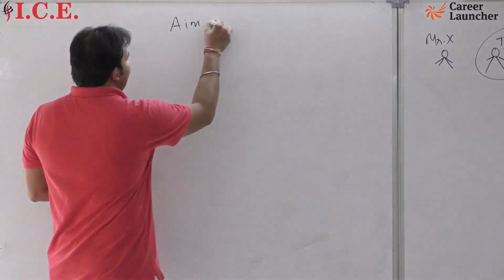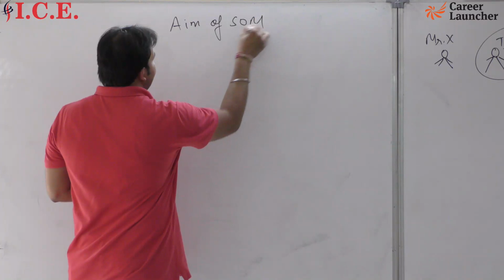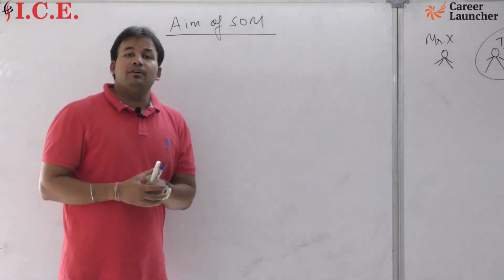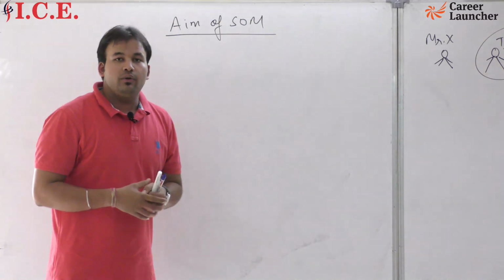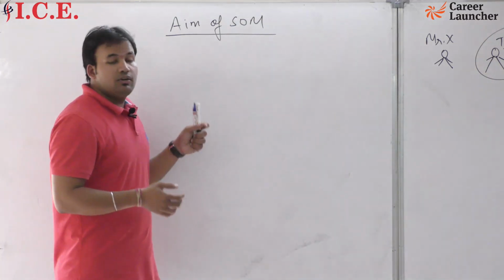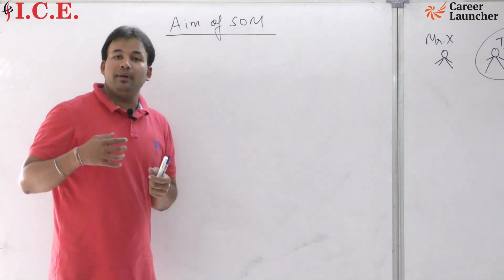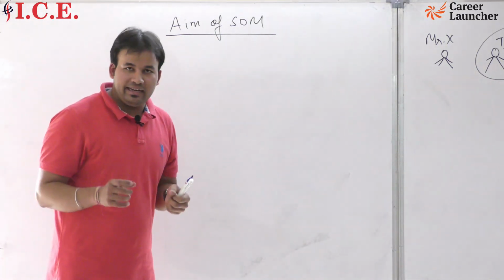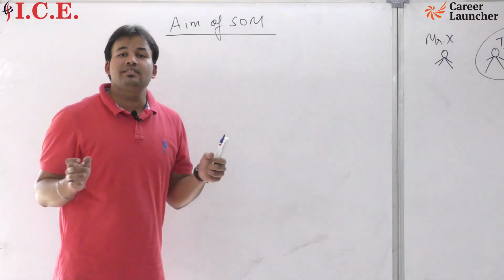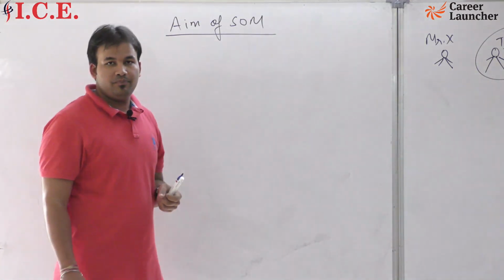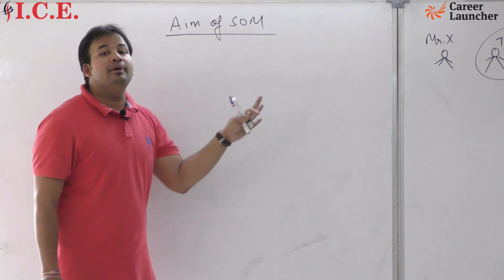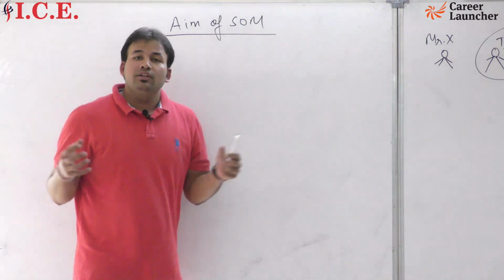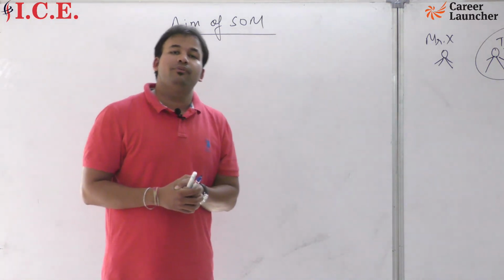So if I write aim of strength of material, then I will say that the main aim of strength of material is to find or to calculate or to determine the value of stress or strain or relationship between both. यानी जो सोम का मेन एम है वो क्या है? स्ट्रेस, स्ट्रेन और दोनों के बीच का रिलेशनशिप को फाइंड करना.